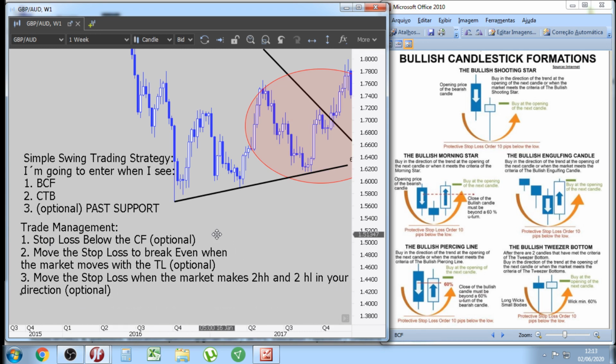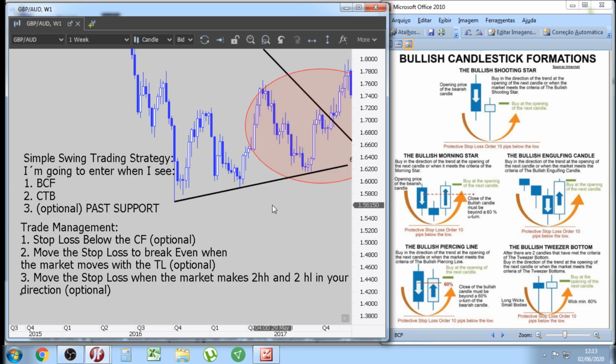This is a simple trading strategy for the swing trader. I'm going to enter when I see bullish candlestick formation. I'm going to enter with the counter trend line break. And, it's optional, I'm going to enter with past support. Trade management, I'm going to put my stop loss below the candlestick formation. Okay, I'm not interested in profits, everybody. We are not going to talk about profits today. We're going to talk about stop loss.